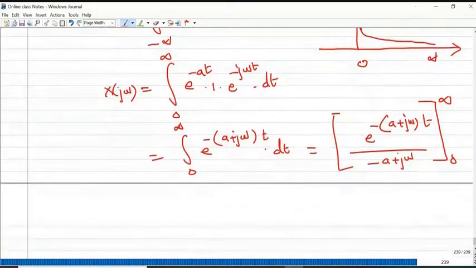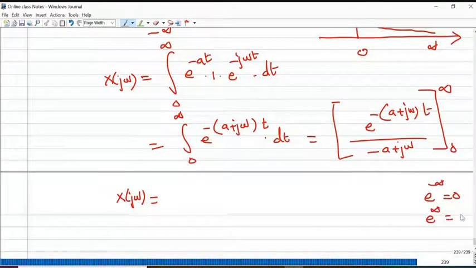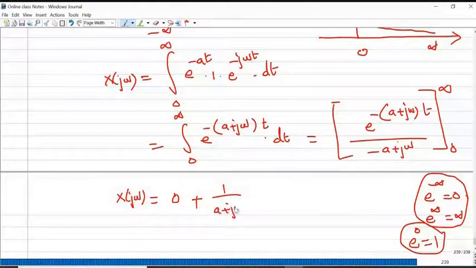So what is the value now? X of j omega equals e power minus infinity. Remember, e power minus infinity equals 0, e power infinity equals infinity, and e power 0 equals 1. Please remember this one. So t replaced by infinity gives e power minus infinity, 0, minus of this, minus plus e power 0, and anything power 0 is value 1. So 1 divided by a plus j omega.